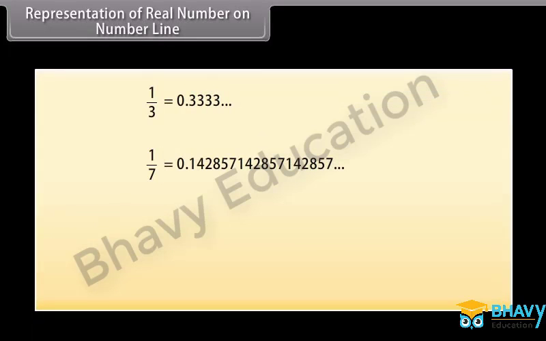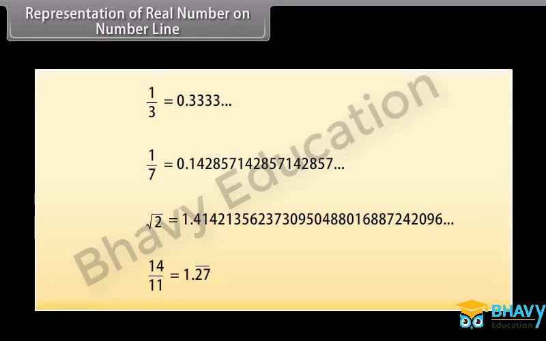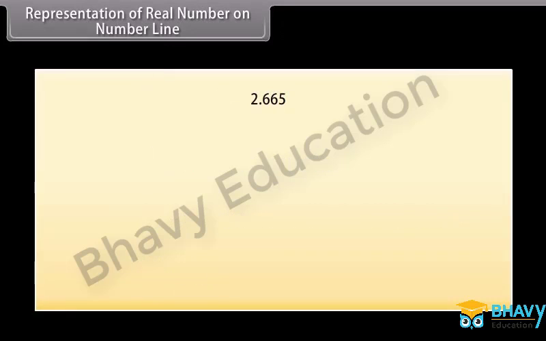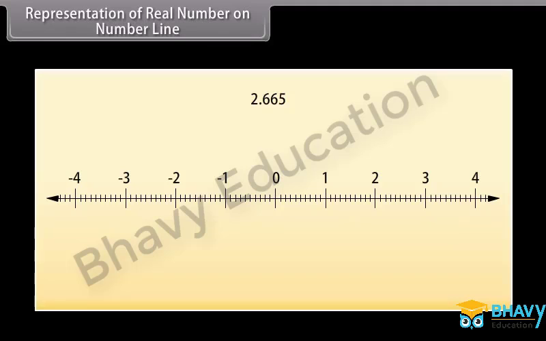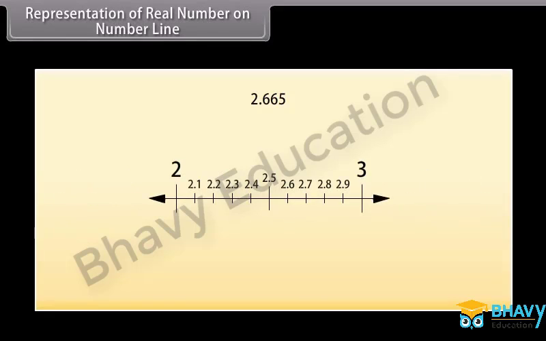Representation of real numbers on the number line. We now know that every real number has a decimal expansion. That decimal expansion helps us to locate it on a number line. Let us locate 2.665 on a number line. We know that it lies somewhere between 2 and 3. Imagine dividing it into 10 equal parts. For a clear view of numbers, the first part represents 2.1, and the second part is 2.2, and so on.